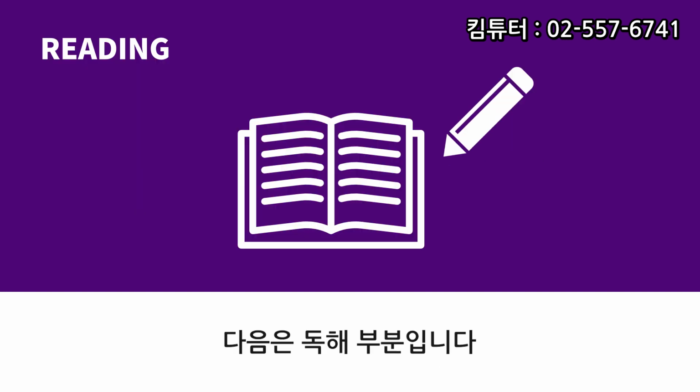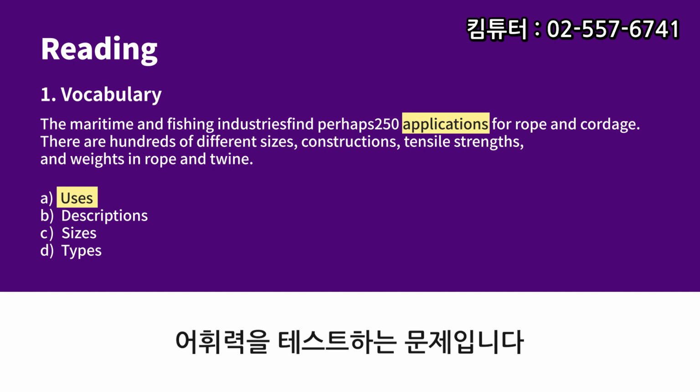The next section is reading. There are different question types, and one of which is your vocabulary section. The maritime and fishing industries find perhaps 250 applications for rope and cordage. There are hundreds of different sizes, constructions, tensile strength, and weights in rope and twine. Applications means uses.